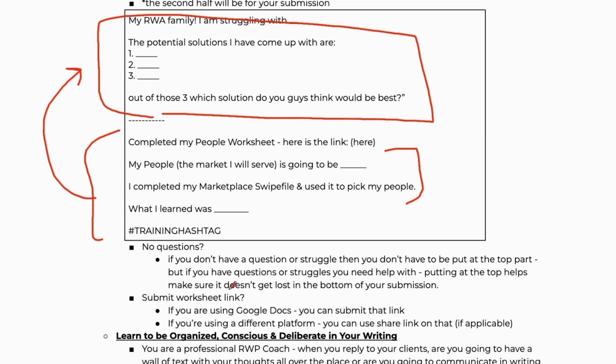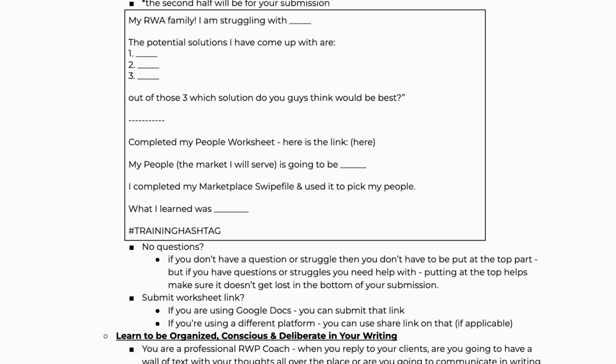Next up, submitting the worksheet link. If you're using Google Docs, you can submit that link. If you're using a different platform, you can share a link on that as well. Let's say, for example, you're using ClickUp or something like that. You can just create a share link and put that over there if applicable. If you're not doing that, let us know, hey, my people worksheet. Maybe you did it by hand, which might be difficult. If you did do it by hand, you can take a picture and upload the picture on there as well. So that is what the submission is going to look like.